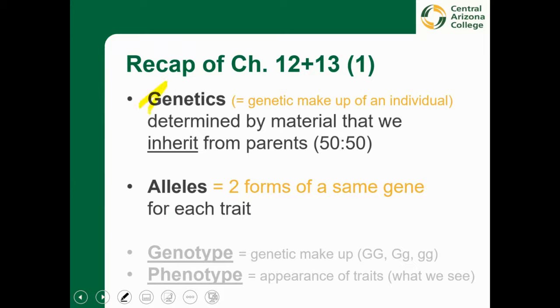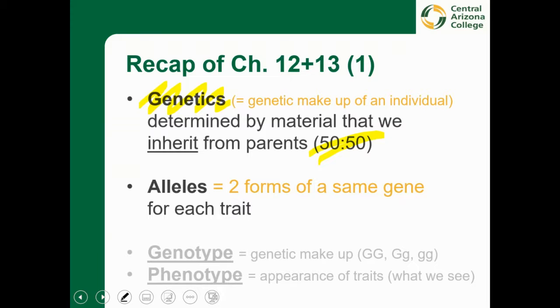So first of all, whenever we're talking about genetics, we're talking about the genetic makeup of an individual. Individual genetics are determined by the material that we inherit from our parents, and that was of course in a 50-50 ratio. So you inherit 50% of your DNA from one parent and 50% from the other parent. We had a look at how that actually happens on a cell level in greater detail in earlier chapters. But at this point, all we need to know is that we inherit 50% from one parent, 50% from the other parent.